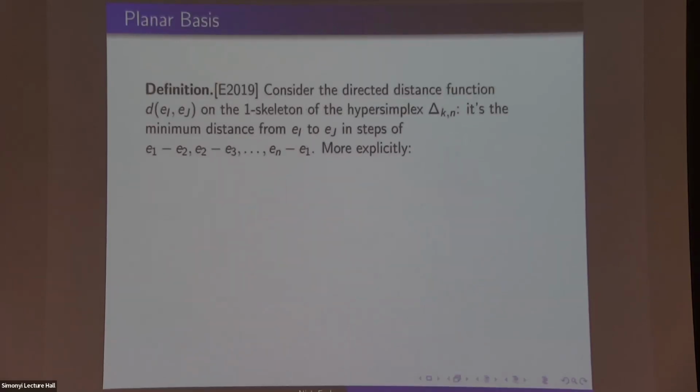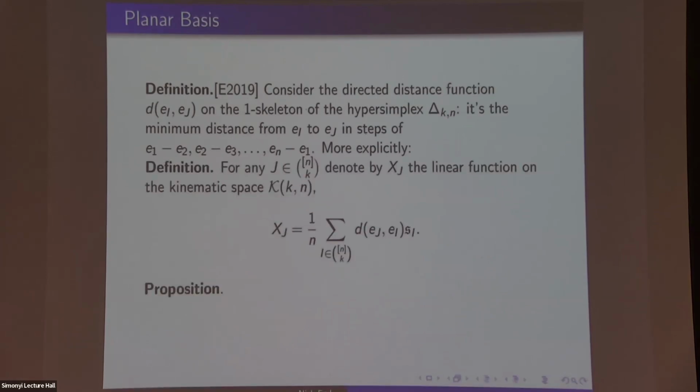So the general definition is a directed distance function on the one skeleton of the hypersimplex. You take the minimal walk from E_I to E_J in steps of these cyclically consecutive roots. And that's the definition. This is what works for the planar basis, the new planar basis.